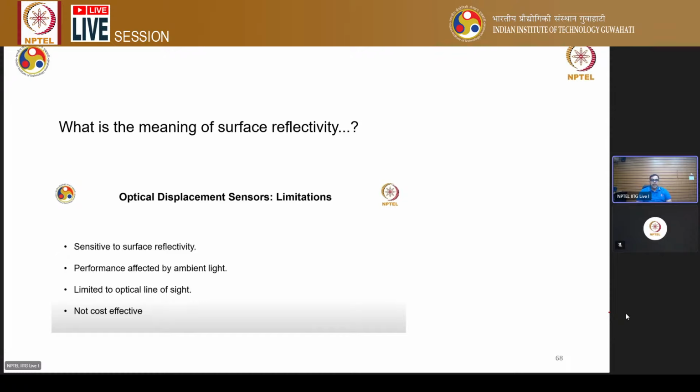And we have used this term in the case of the optical displacement sensor, particularly in the limitation. We discussed that these optical displacement sensors are very sensitive to surface reflectivity. Let us now discuss in detail how they are sensitive to surface reflectivity, and I think by that it will be more clear what I mean by surface reflectivity.